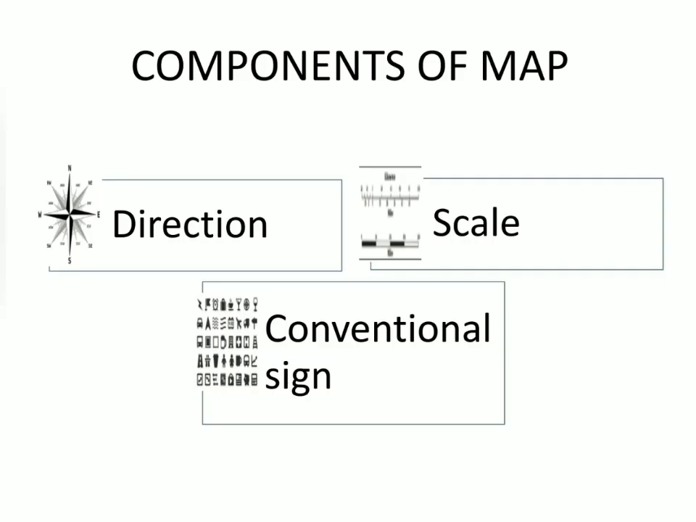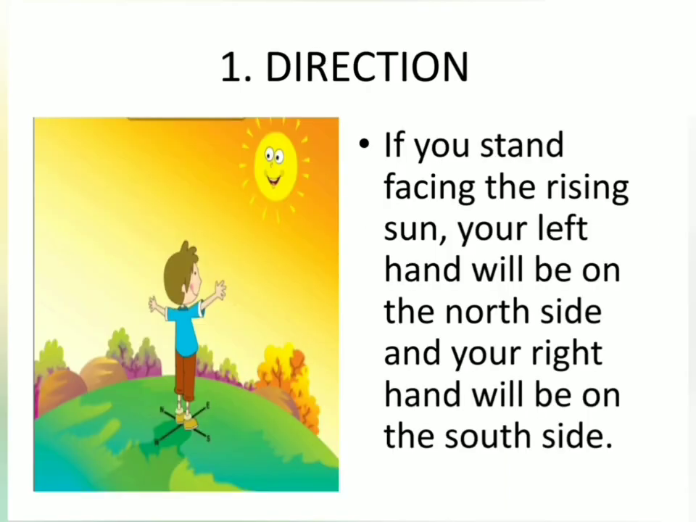There are three main components of a map. These three components are direction, scale, and conventional sign. Let's understand what we mean by direction in detail. Observe this boy carefully. He is standing facing the rising sun. His left hand is on the north side and his right hand is on the south side.